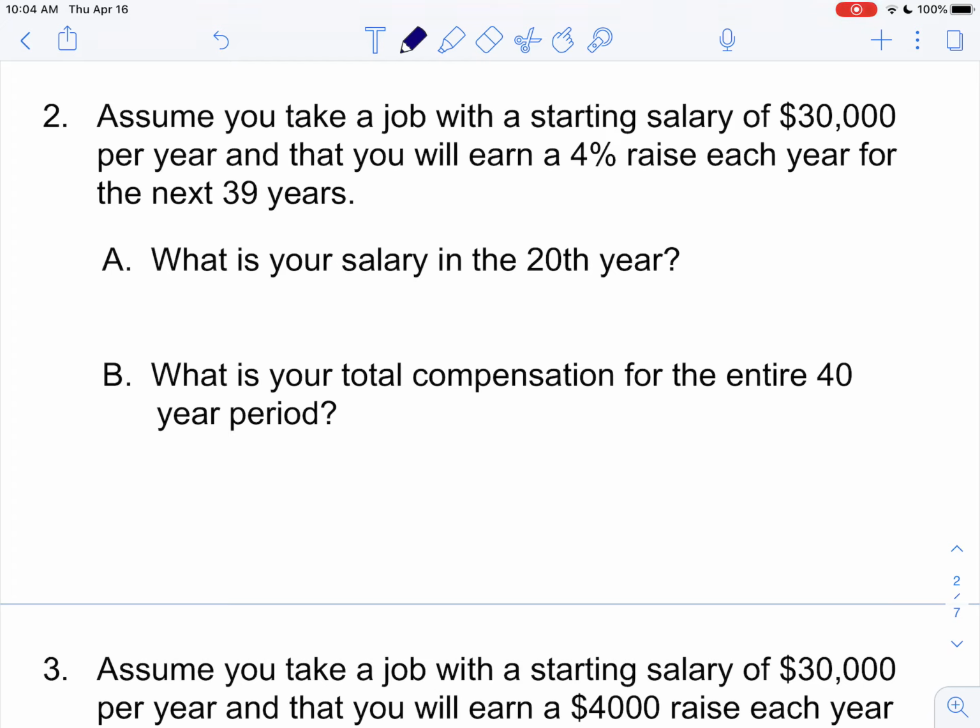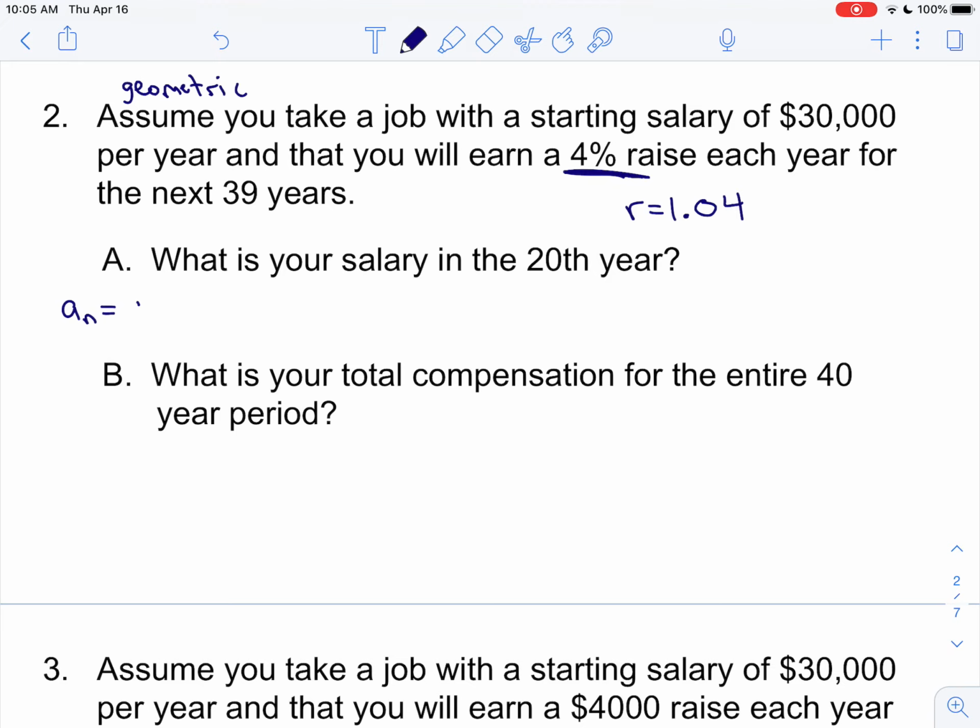So, okay, let's first analyze the situation here. Getting a 4% raise every year. I think you saw this on some of the notes or some of the homeworks already. So that's going to be an R of 1.04. So this is a geometric situation. And so we want the salary in the 20th year. So that is a single term.